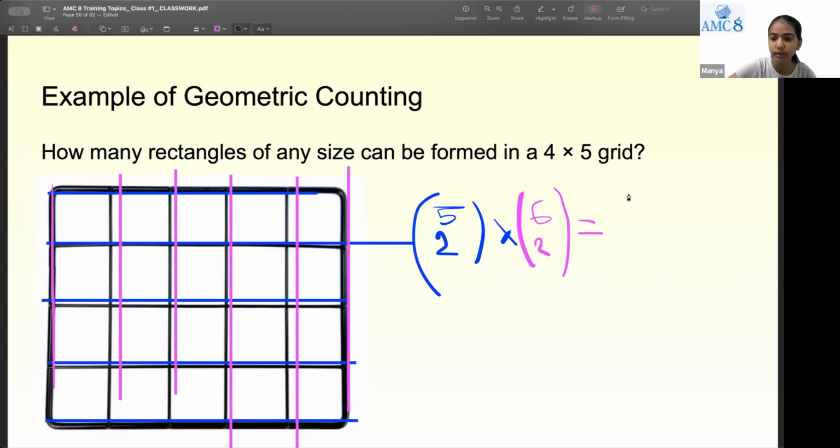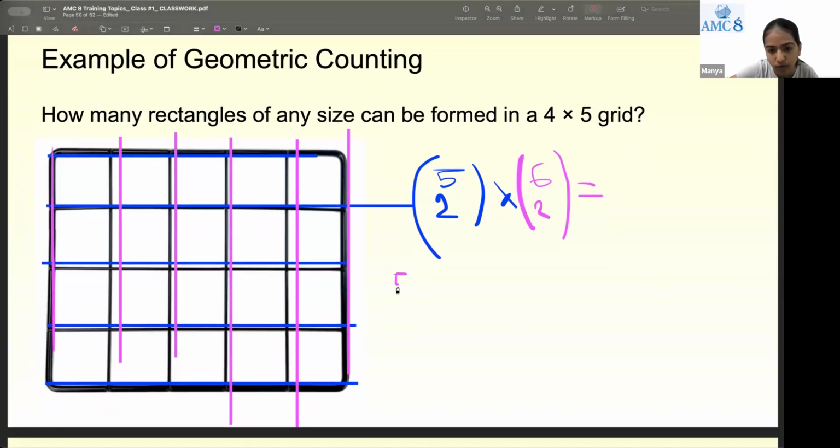5. I'll write this on the bottom. Equal to 5 factorial divided by 2 factorial times 5 minus 2 factorial. Okay? And we'll just do 5 choose 2 first, and we can do 6 choose 2 later. So 5 factorial is 5 times 4 times 3 factorial divided by 2 factorial.